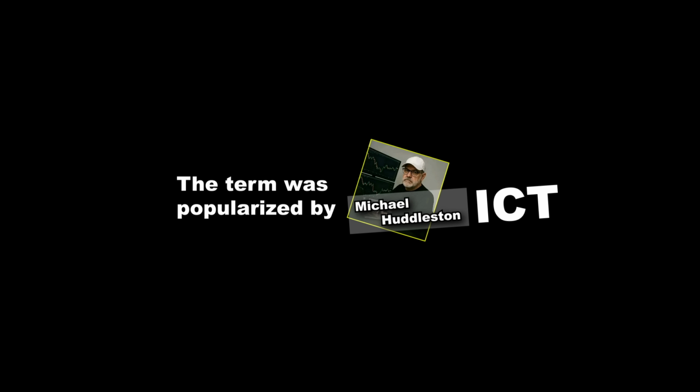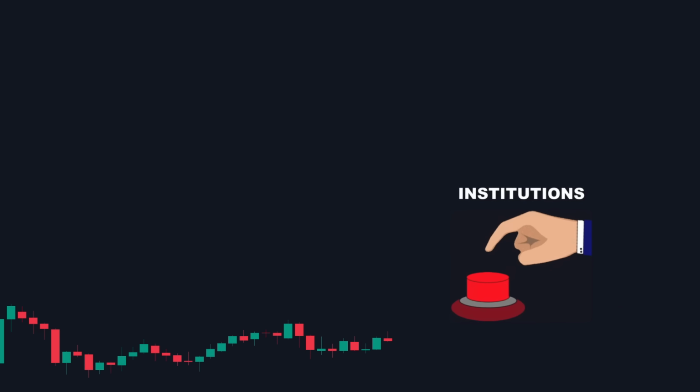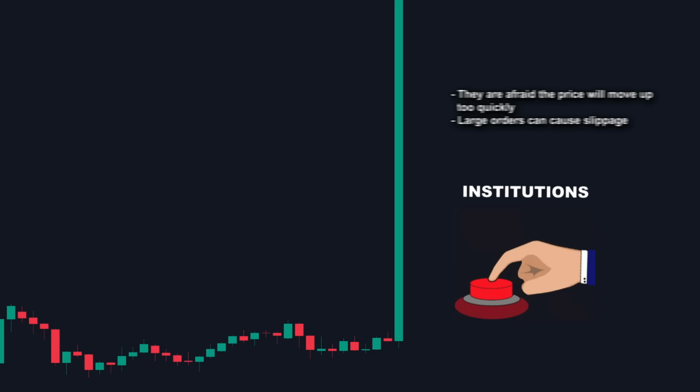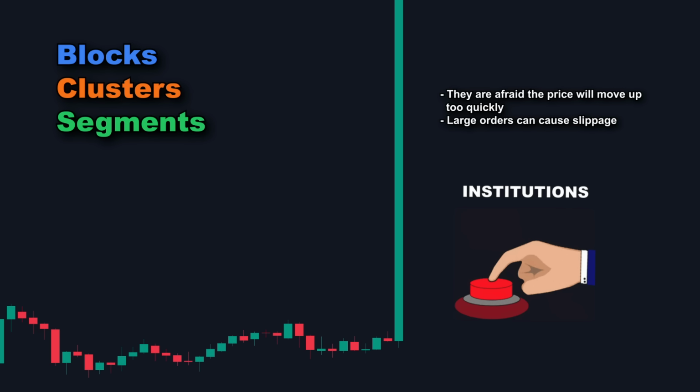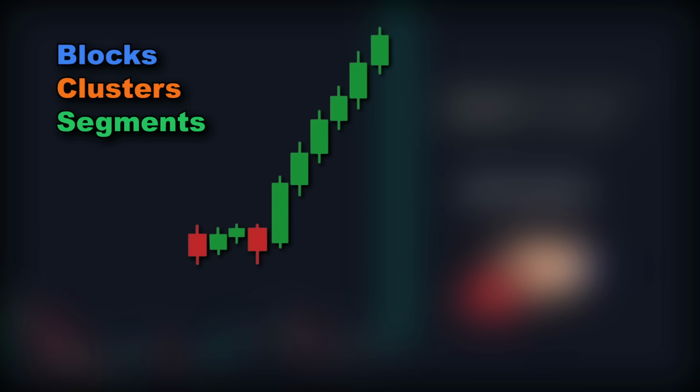Now, where does the name come from? The term was popularized by Michael Huddleston, also known as ICT, in the smart money concepts community. The idea is that institutions cannot enter massive positions in one single click. They execute orders in blocks, clusters, segments. So that last opposing candle before displacement is interpreted as the block where institutional orders were placed or accumulated before the move.